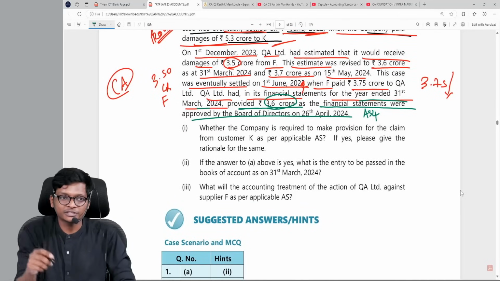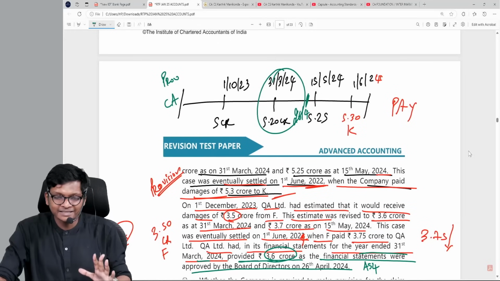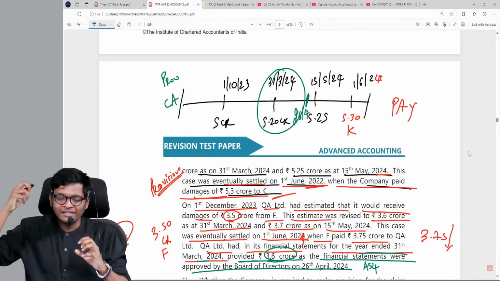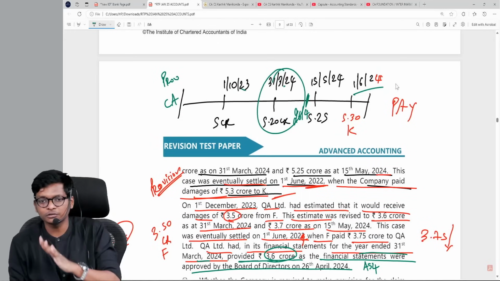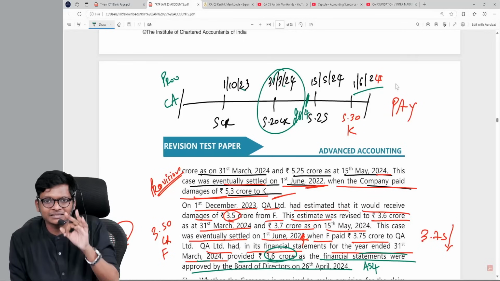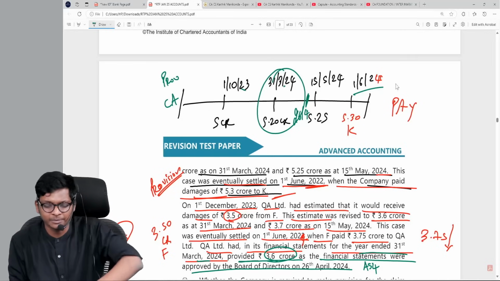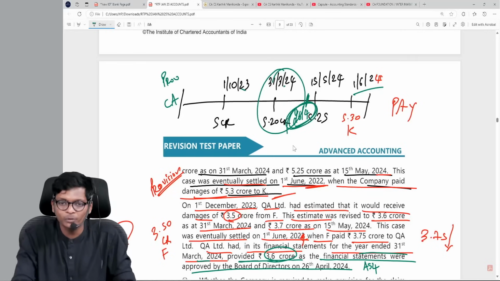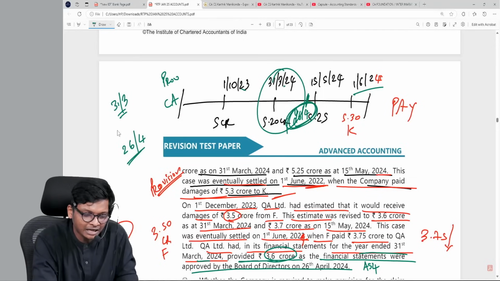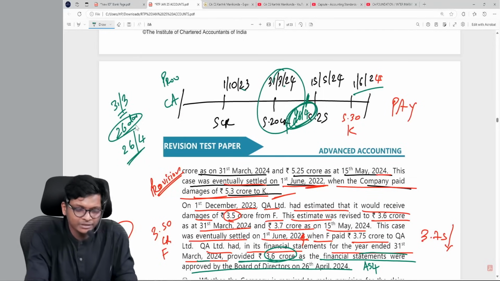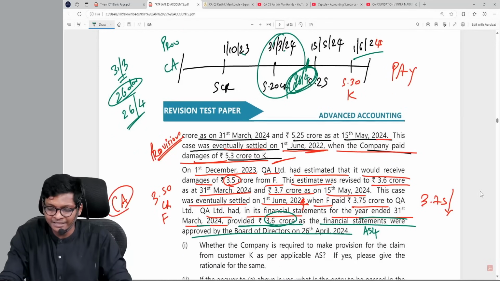So what are the questions? Have you understood the facts, guys? The fact is, company filed a case against someone. 3 times they estimated during the year, settled on 1st June. Similarly, contingent asset, 3 times estimation. Finally, I realized the money. In the middle, there is a board approval date also. What is my board approval date here? From 31st March to 26th April, hardly 26 days only. This only is events between balance sheet date and approval date.